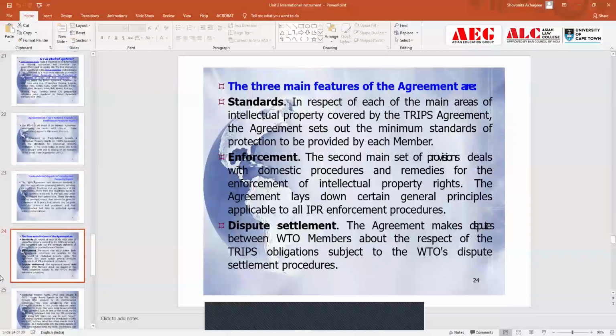There are three standardized features of this agreement. First is standard, enforcement, and dispute settlement. Already discussed in class, the standard means that the TRIPS agreement's laws and principles governing that structure must be well established enough. Enforcement should give remedies for the intellectual property or any kind of unfair use. Dispute settlement: in case a dispute arises between WTO members about respect of the trade rules, such WTO disputes will be resolved.